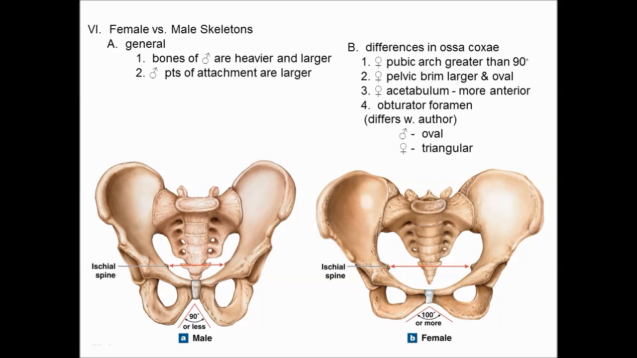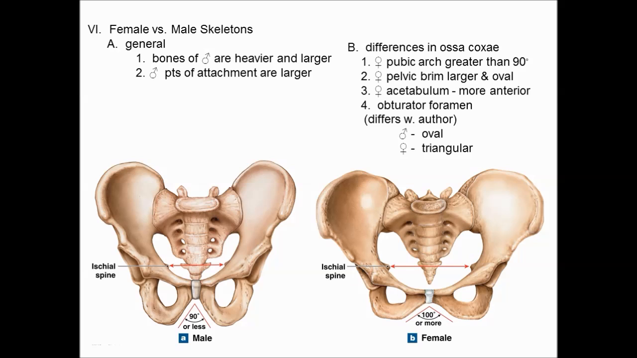But the os coxal bone has some very distinct features that distinguish the male from the female. By far, one of the most distinctive is this angle. It's called the pubic arch. In the male, it's less than 90 degrees, and in the female, it's 100 degrees or greater. So the pubic arch is much wider, more obtuse, in the female, and more acute in the male.